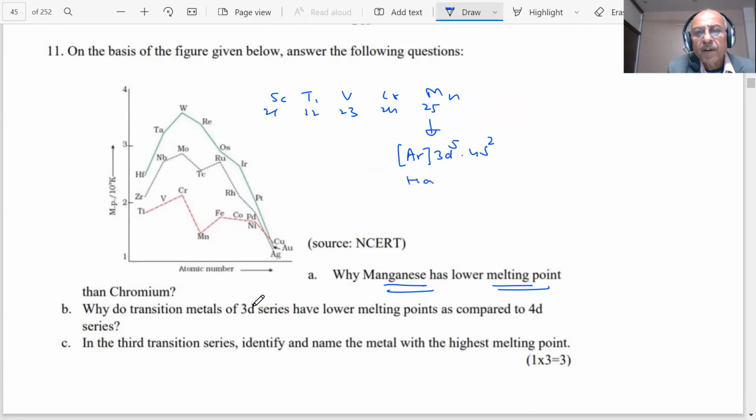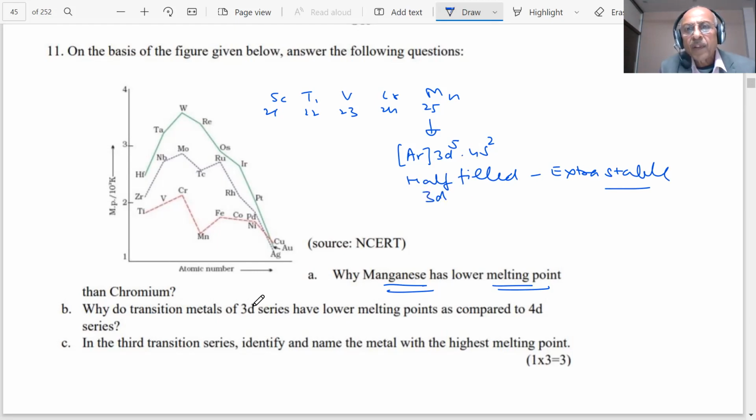So it is half filled, extra stable. Half filled extra stable will mean the d subshell has maximum exchange energy. So the 3d electrons have extra stability. They have maximum exchange energy. So they are held more strongly by the nucleus.